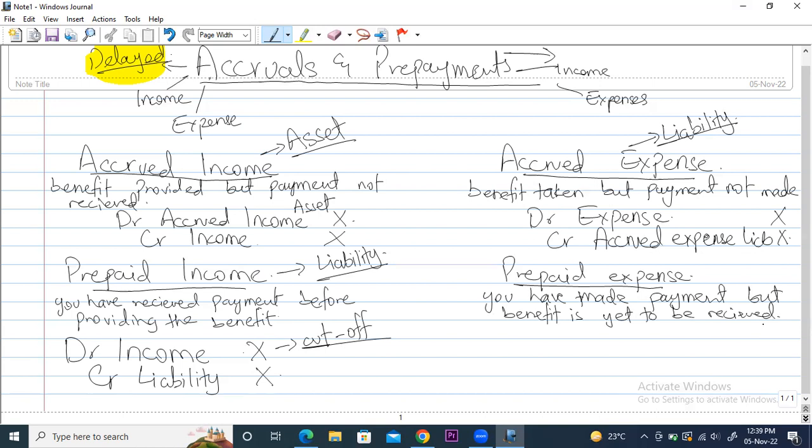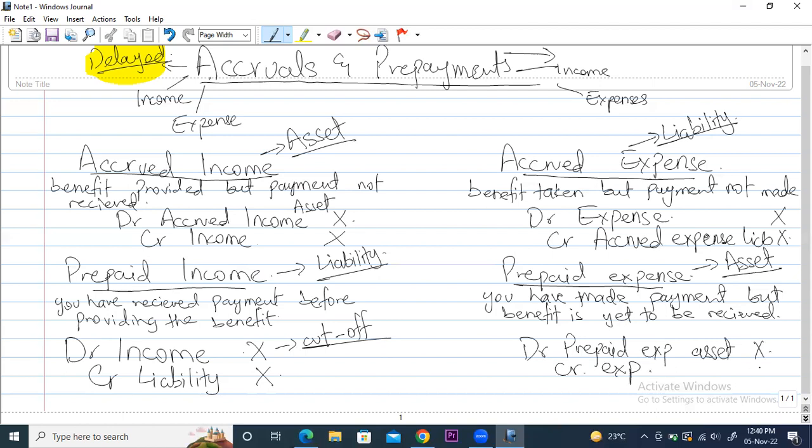Now in prepaid expense, obviously we have paid the cash over here. So what we do is, prepaid expense, always remember, is our asset. Why is it our asset? Because we've made the payment, and we will take the benefit of it slowly, slowly. So we create a debit: prepaid expense asset. And credit, I think we should do expense. Yeah, credit we do expense.